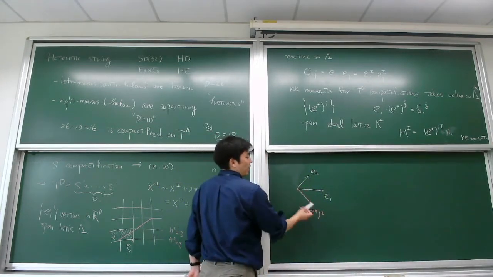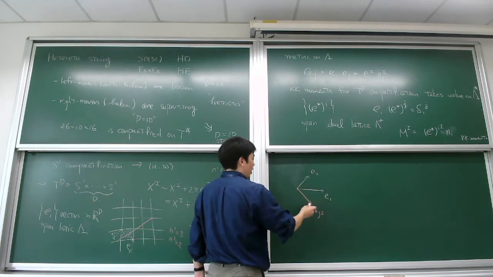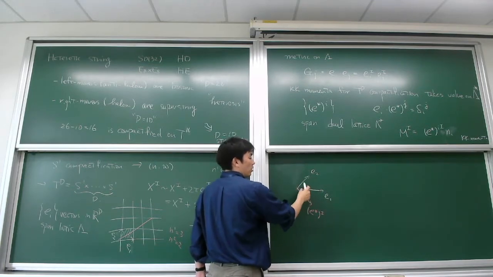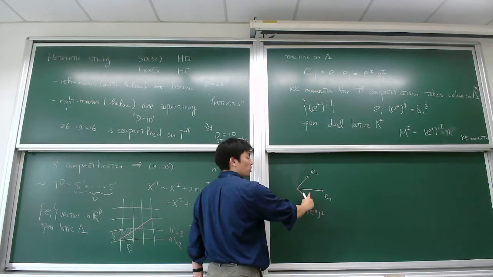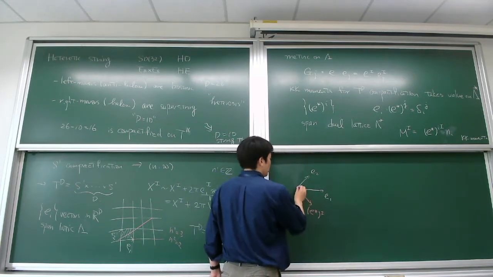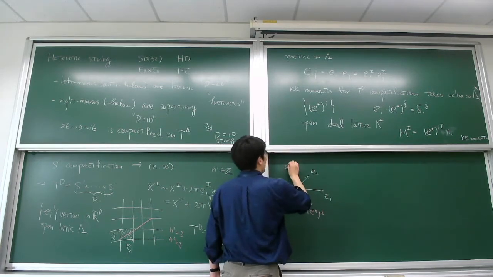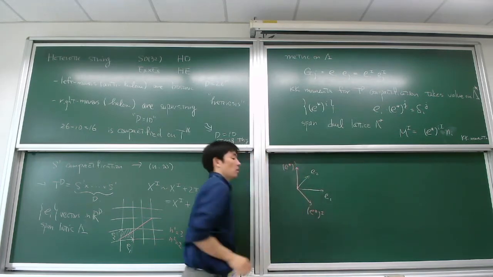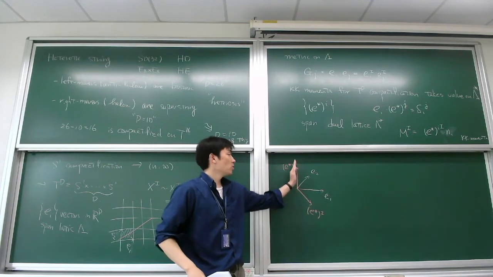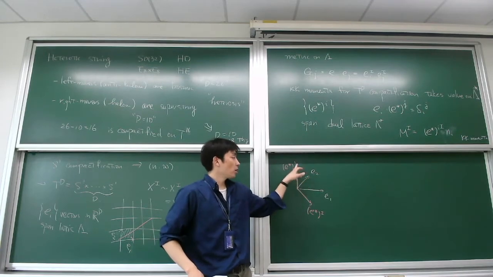So E1 and E2 are orthogonal, but if you take the inner product of E star 1 and E2 it vanishes, while E star 1 and E1 have a nontrivial inner product, which is normalized to 1. That's what it means. And E2 is something like this one. E star 2 is something like this one. So E star 2 and E1 are orthogonal, but there is a nontrivial inner product between E2 and E star 2, and the inner product should be normalized to 1.